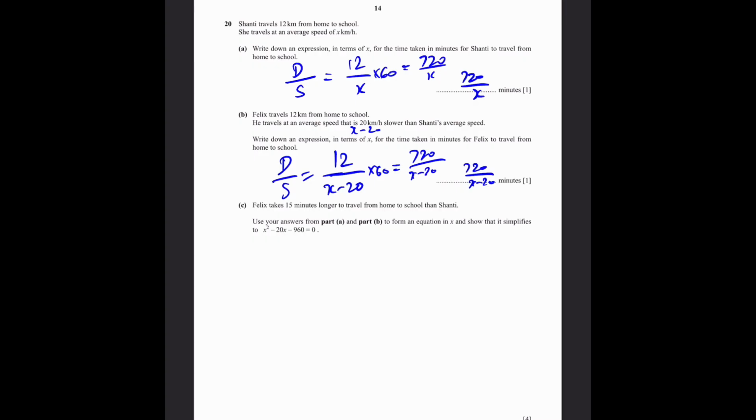Now part C, Felix takes 15 minutes longer to travel from home to school than Shanti. Use your answers from part A and B to form an equation in x, and show that it simplifies to x squared minus 20x minus 960 equals 0. So we can write 720 over x, which is the time for Shanti, is equal to the time taken for Felix, which is 720 over x minus 20, minus 15 minutes.